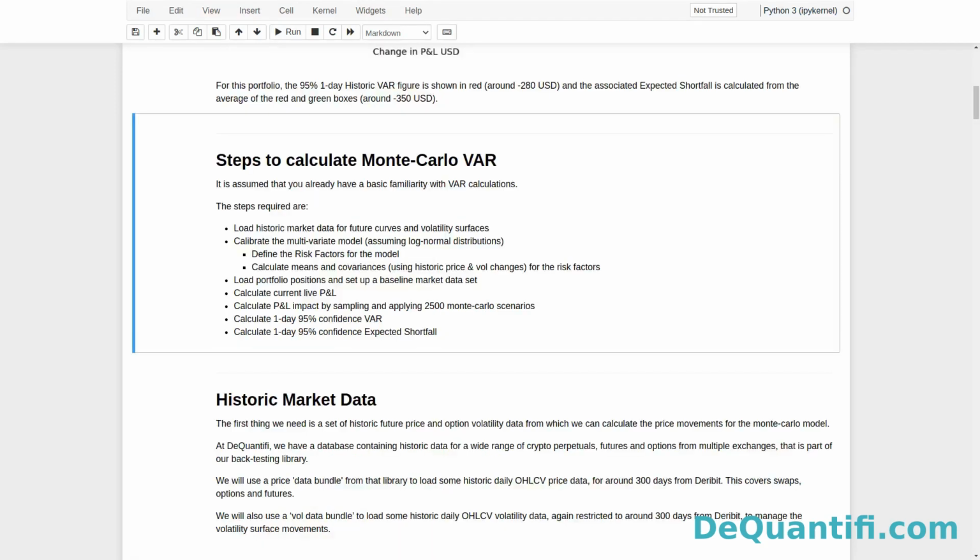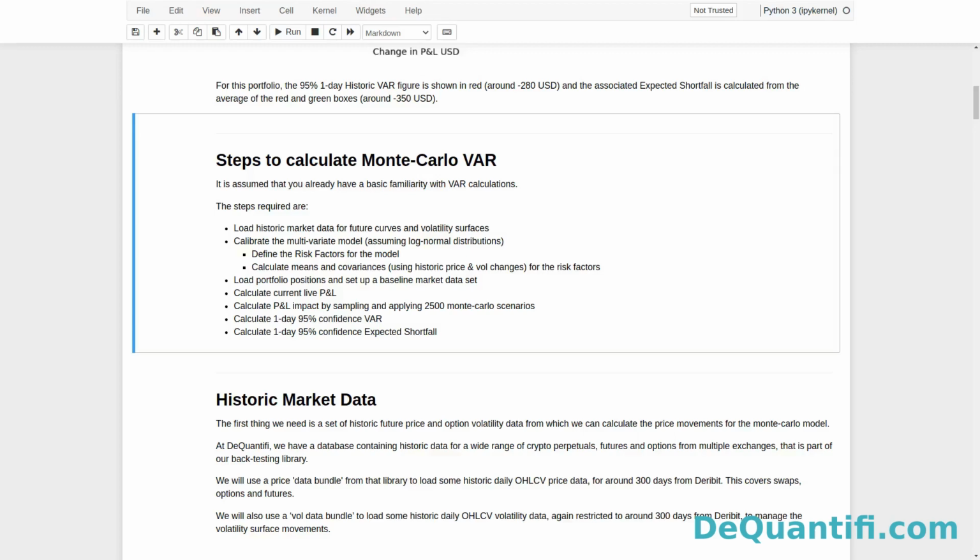To calculate the Monte-Carlo VaR, we will load up some historic data. From that, we will infer for the different risk factors that we've identified what the changes are in those risk factors, then use that information to calibrate a multivariate distribution. Then we can sample as many times as we like from that distribution to get our changes in market data.